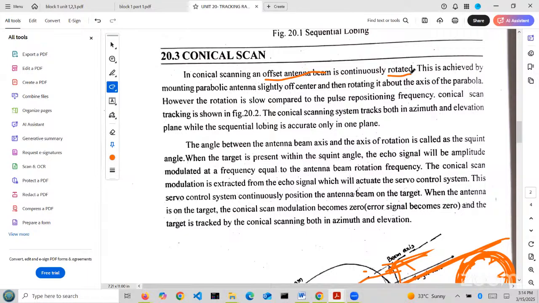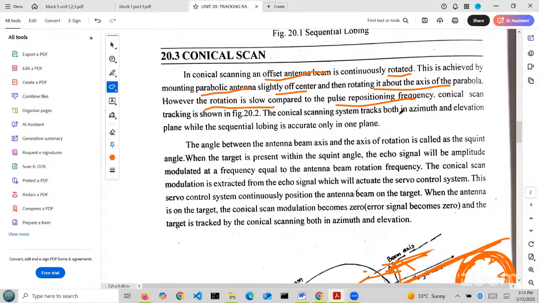If the target material is near the antenna beam, then the amplitude is maximum. If it is far away from the target material, then the amplitude is less. This is achieved by mounting a parabolic antenna slightly off center and then rotating it about the axis of the parabola. However, this rotation is very slow compared to the pulse repetition frequency. What is pulse radar? Pulse repetition frequency means here it is pulse radar.